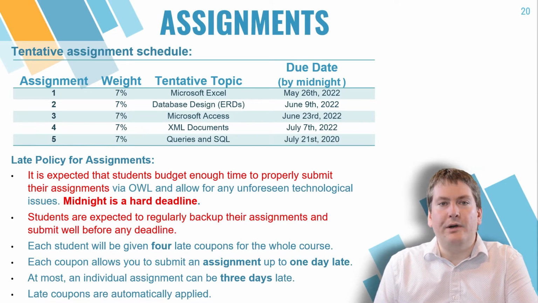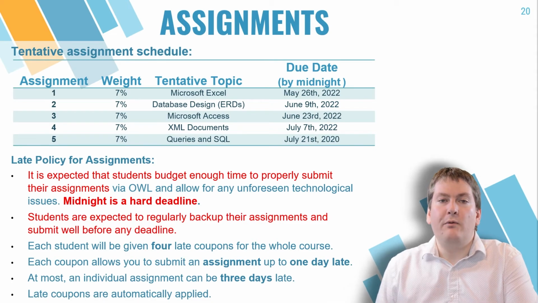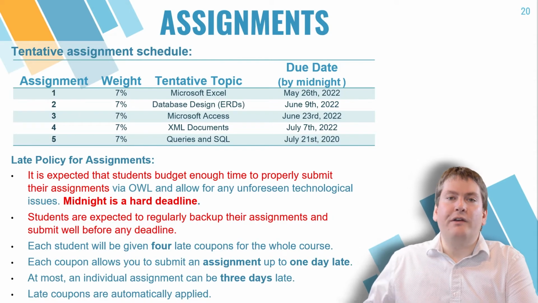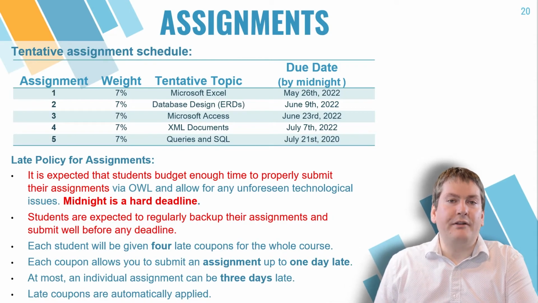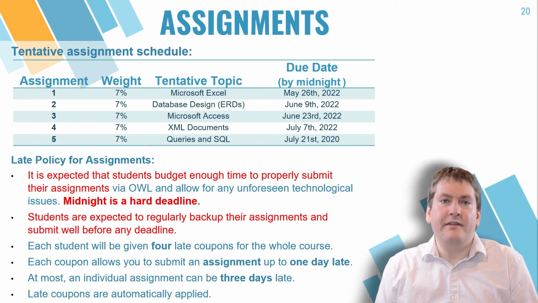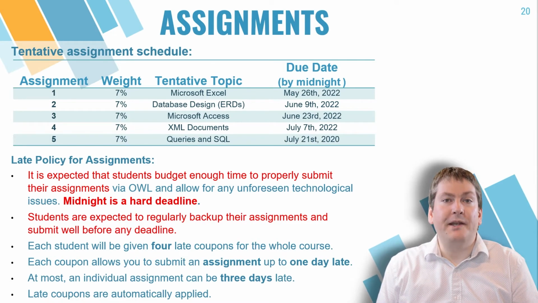But I understand that things happen, so I will be giving everyone what I call late coupons, specifically 4 late coupons. What these do is they allow you to submit an assignment up to 1 day late for each coupon without any kind of penalty. So if you're late by 1 day, you can use one of your late coupons, and there won't be any penalty for that. After you've used up all your late coupons, then it's automatically 0 after midnight on that due date.